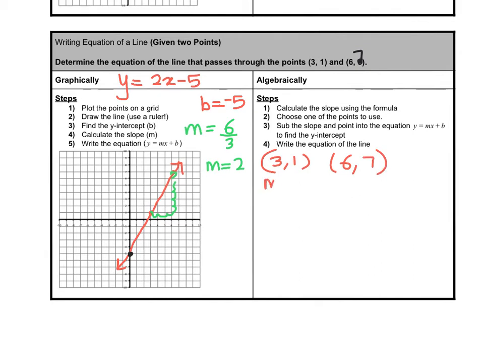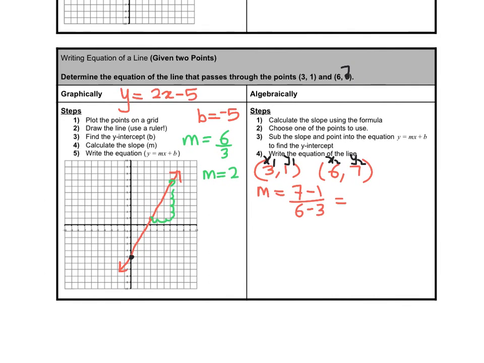Using slope, remember our slope formula, what did we have? y2 minus y1 over x2 minus x1. So this was x1, y1, x2, y2. So figure out slope from here. That would be 7 minus 1 divided by 6 minus 3. Now 7 minus 1 is 6, and 6 minus 3 is 3, so 6 divided by 3 is 2. So if you look at the graph, your m is already similar, m equals 2. So we are good so far.